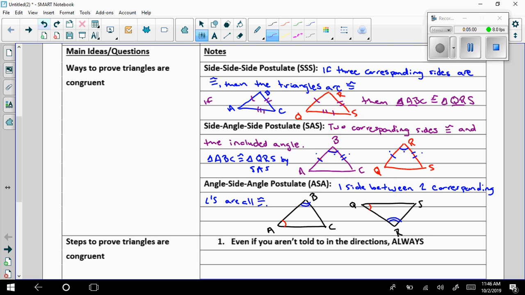Okay, so you have those 2 angles. If we are also then given the side in between those, so essentially the side that connects them, then we can prove these triangles congruent. So AB and QR are marked congruent. Then we have angle, side, angle, angle, side, angle. And we can make that same statement as above: triangle ABC is congruent to triangle QRS.